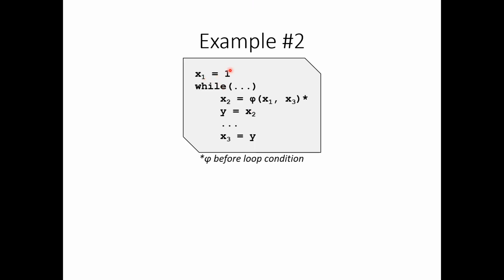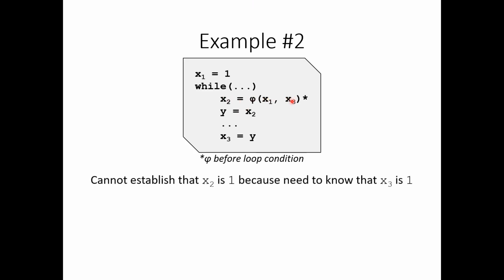Okay, so now when I want to apply constant propagation, what I do is I'll plug in x1 equals 1 here, but then I have x2 equals phi of a constant 1 and then x3, which I don't know, right? So I cannot establish that x2 is 1 because I don't know x3. I need to know that x3 is 1. And because I cannot establish that x2 is 1, I cannot establish that y is 1. And because I cannot establish that y is 1, I cannot establish that x3 is 1.